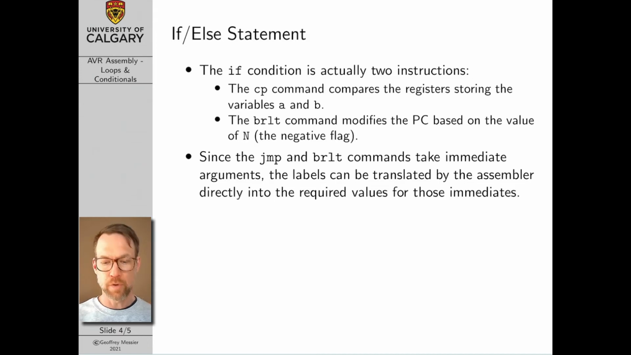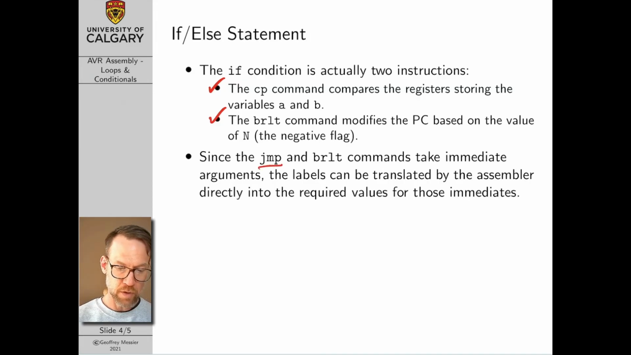So just to switch back to our slides now, this slide basically summarizes what I've talked about when we were looking at the simulator. The if condition, or the if test, is actually implemented using 2 instructions, as we've seen: the compare command followed by the branch less than command, which modifies the program counter based on the value of n. Again, you can look at the binary content of the branch less than command inside the simulator to make sure that the offset makes sense.